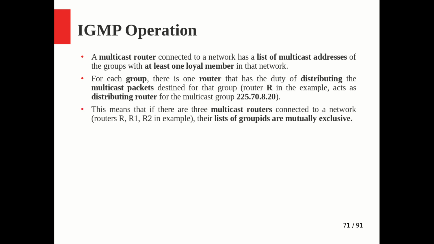So this means that there are three multicast routers connected to the network in that example, say R1. Then their lists of group IDs are to be mutually exclusive, something I already explained. If that is the case, a host or multicast router can have membership in a group.